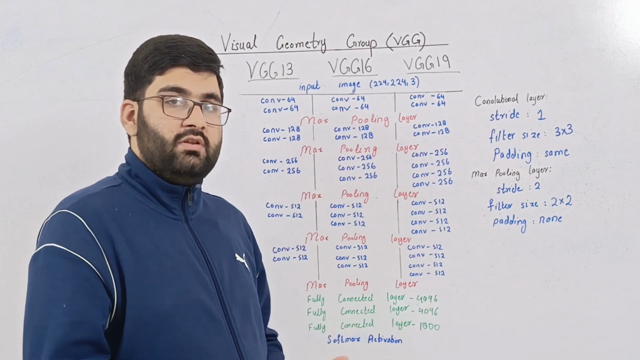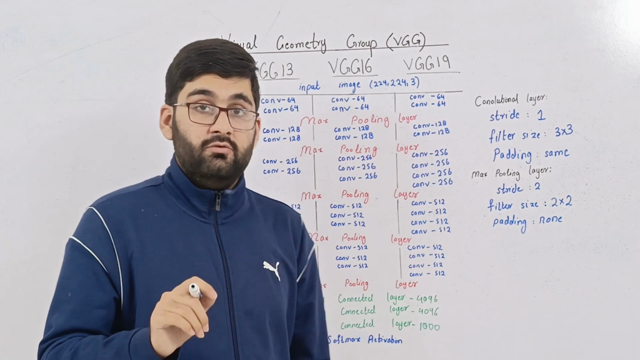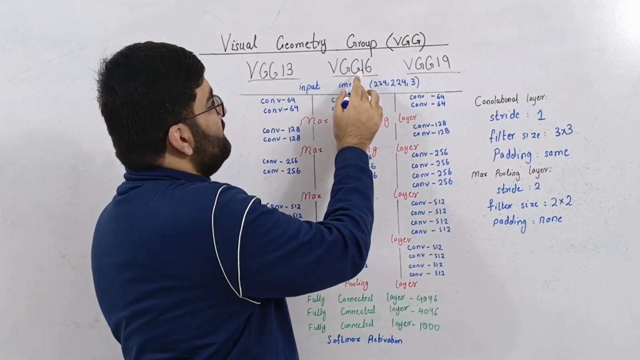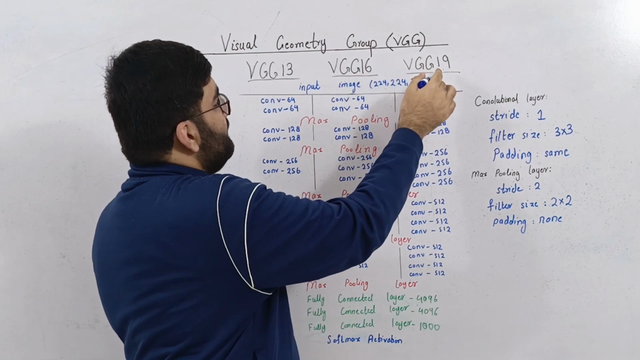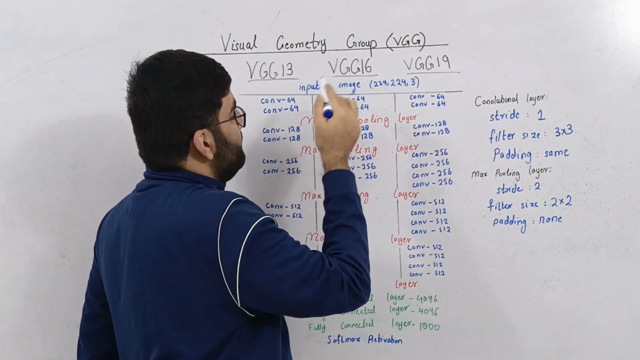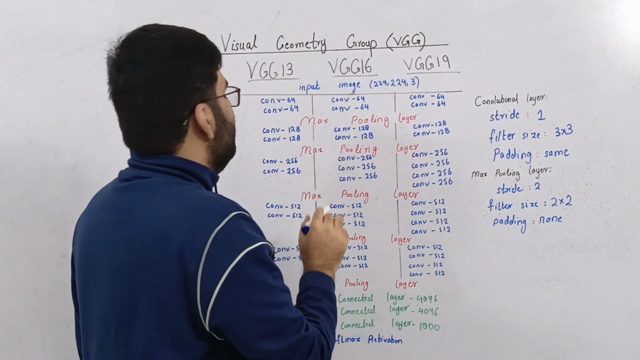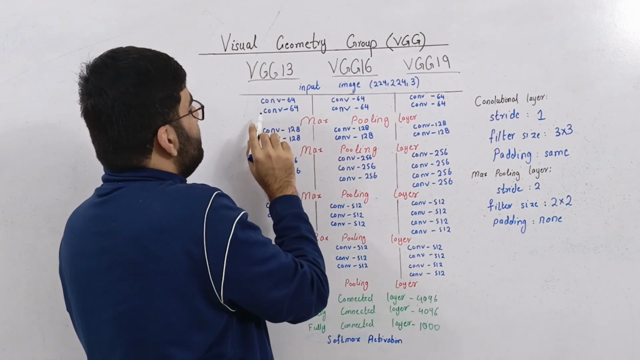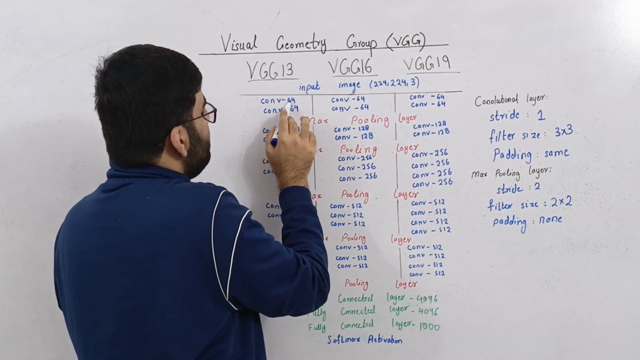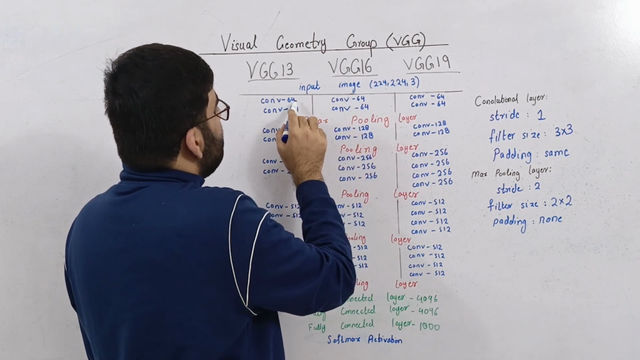The VGG network is classified into 3 different categories based on the number of layers in the network, based on the depth of the network. So these are VGG 13 with 13 layers, VGG 16 with 16 layers, and VGG 19 with 19 layers. Each of the 3 variants has this in common, the input image is resized to 224 cross 224 cross 3. After that, each of the 3 networks has 2 convolutional layers. This means convolutional layers with 64 filters, so each of these layers for each network has 64 filters.